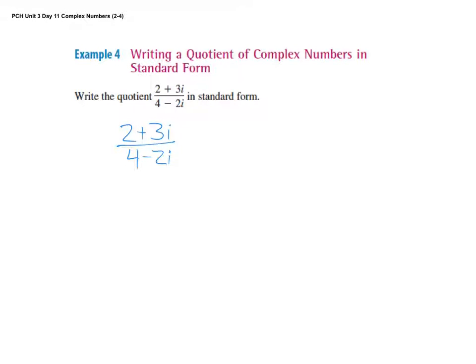In order to get rid of the radical in the denominator, I'm going to multiply by that complex conjugate, 4 plus 2i. Now obviously I've got to do some foiling on both the numerator and the denominator. Okay? Take a minute here and try simplifying this the rest of the way on your own.